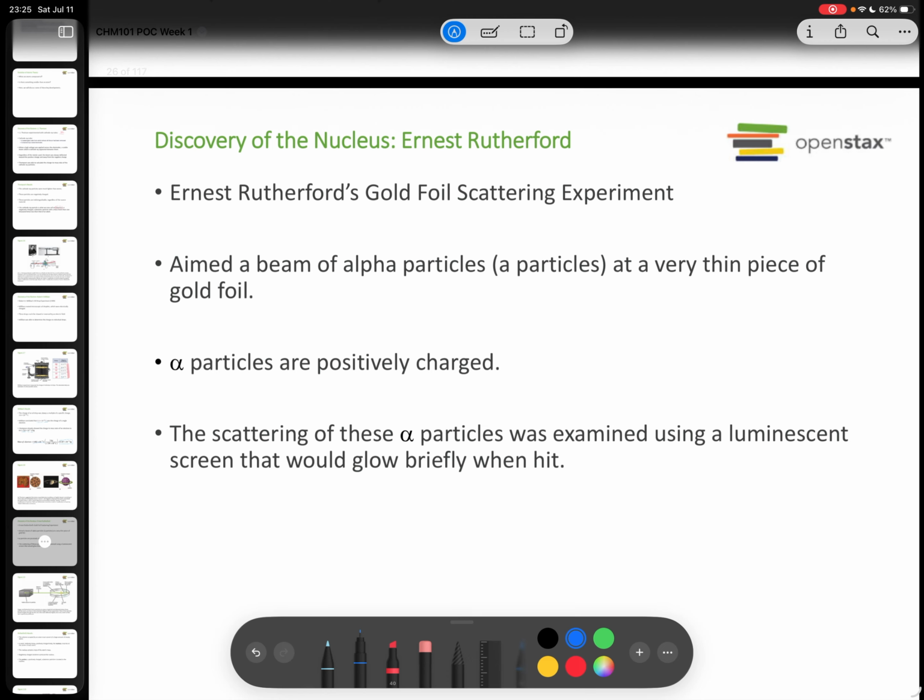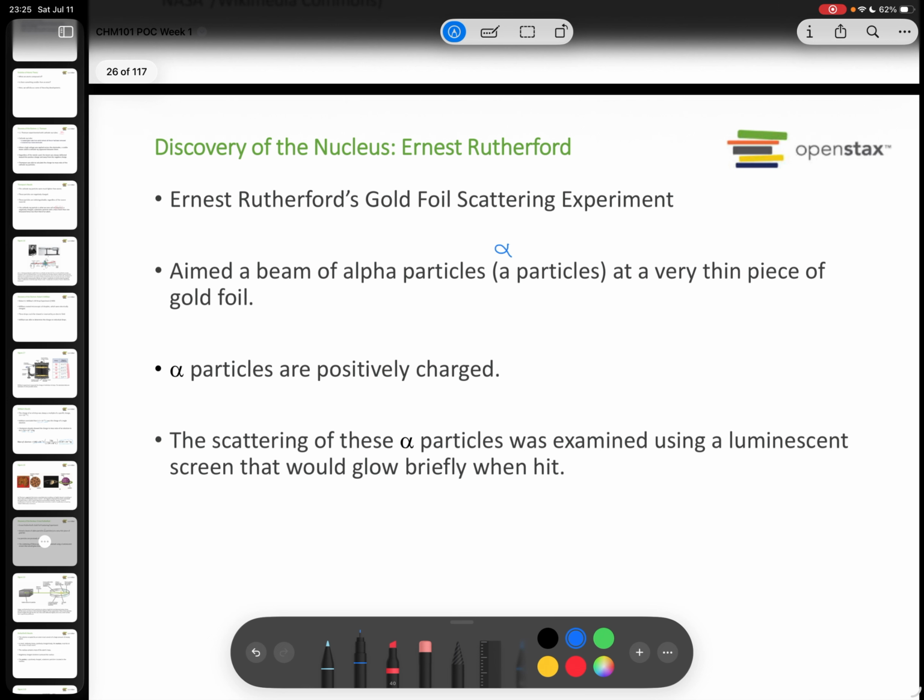So sino si Rutherford? So Ernest Rutherford and his co-workers performed the gold foil scattering experiment. So they aimed a beam of alpha particles. Okay. So itong symbol na to ay, ito dapat siya, alpha. Alpha particles, they aim a beam of alpha particles at a very thin piece of gold foil or very thin sheet of gold foil. So, ano yung alpha particles, no? Alpha particles are positively charged particles.